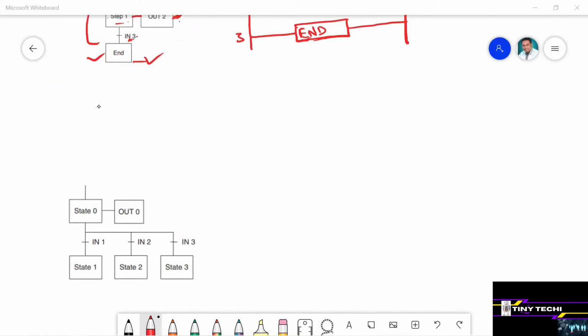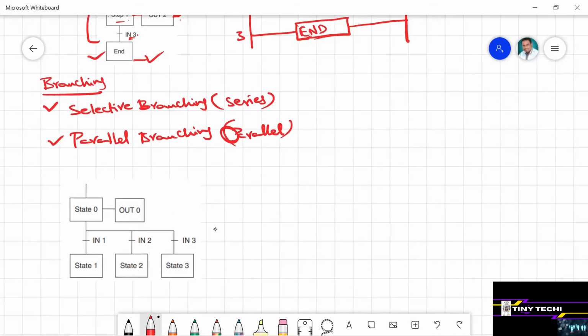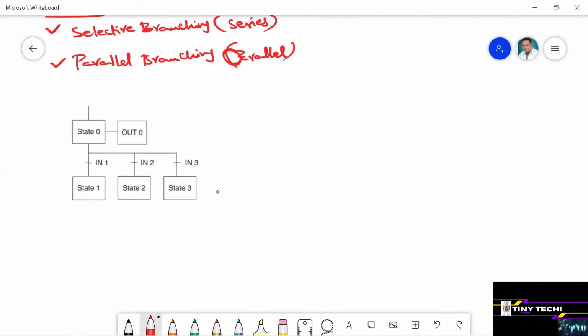So next is the branching concept. We have two types of branching operations here. One is selective branching. The next one is parallel branching. Selective means we are connecting in series. By the name itself, we can say this is parallel branching. Here is an example of selective branching.